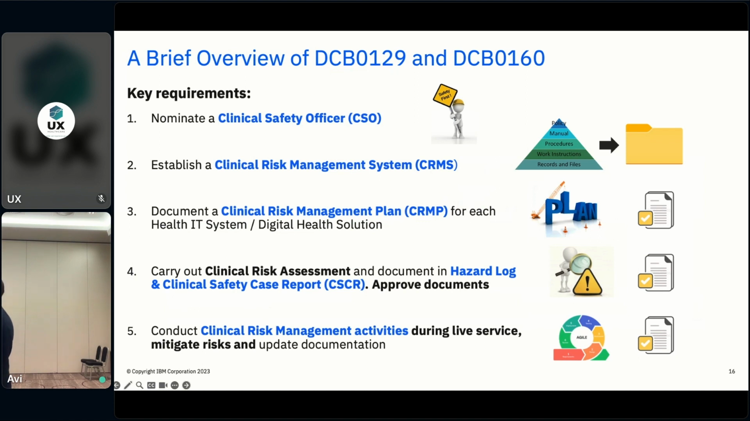Very quickly, at a high level, again, you don't need to know this in detail, but if you download those standards today, you'll probably close it immediately because it's over 100 pages. If I were to summarize those 100 pages into 5 bullet points, this is what they're asking us to do. The first thing is nominate a clinical safety officer. I can ask, how many of you have heard of that said before, clinical safety officer? 1, 2, 3. Okay, a few.